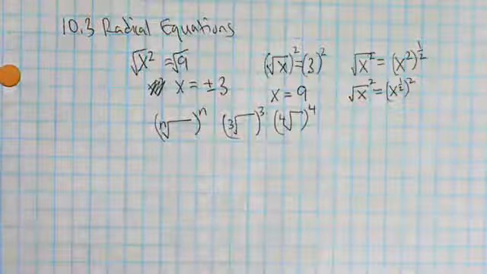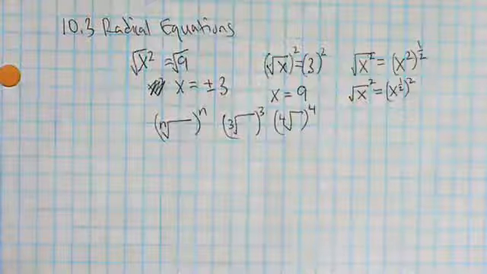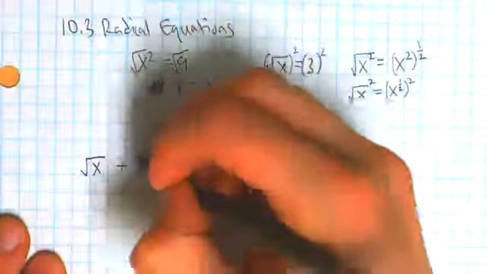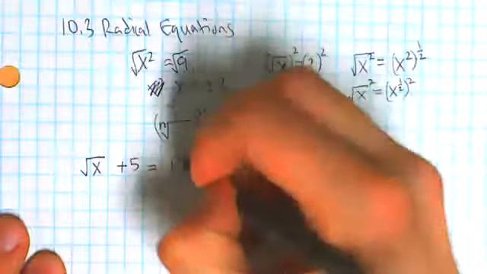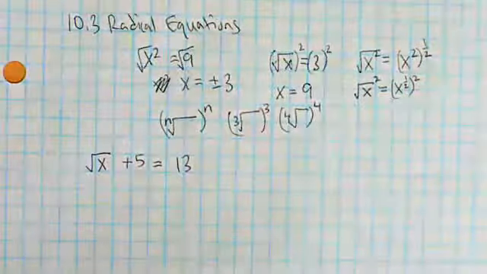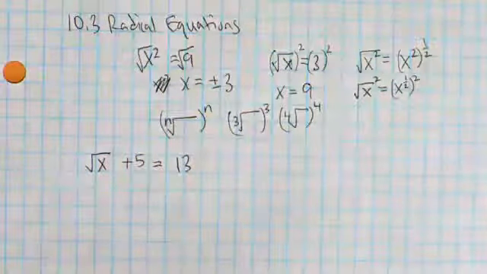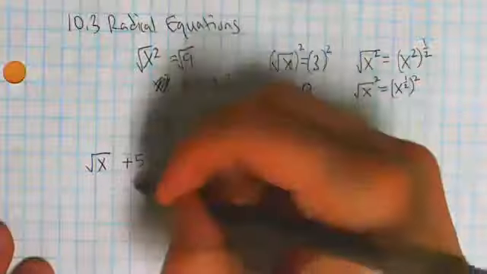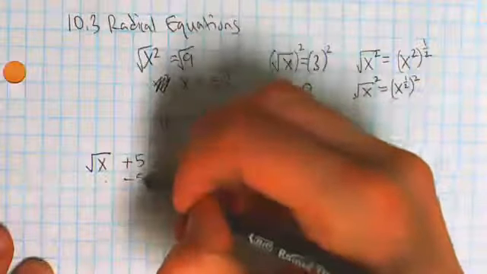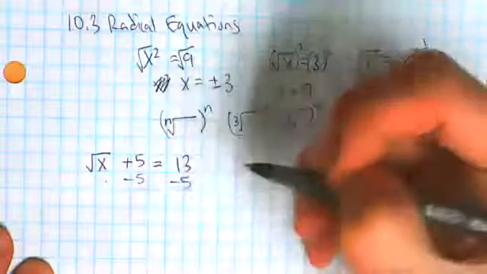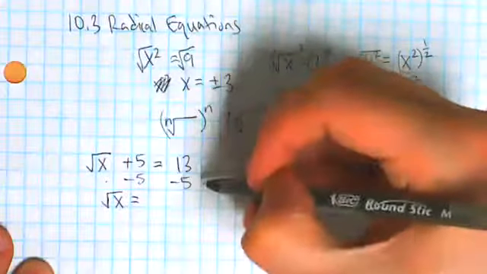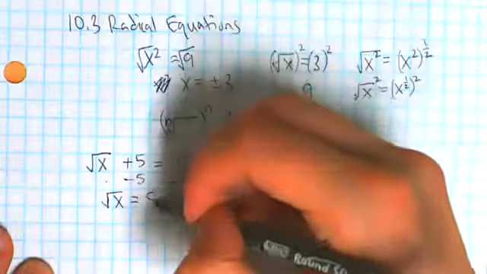So let's look at a few examples and see how we can solve these. Our first one is the square root of x plus 5 is equal to 13. Solving one of these equations is not significantly different than solving any of the other equations we've worked with. In order to solve for x here, we need to isolate the square root of x by subtracting 5. Again, our classic opposite operation. That gives us the square root of x is equal to 13 minus 5, which is 8.